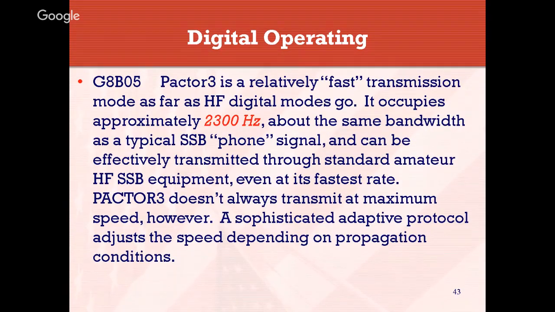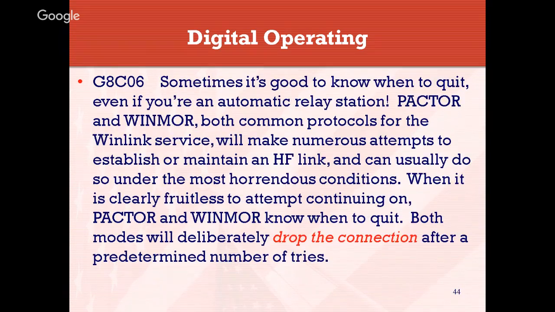The PACTOR 3 is a fast transmission mode as far as HF digital modes go. It occupies approximately 2,300 hertz of bandwidth, or 2.3 kilohertz, which is about the same bandwidth as a typical single sideband phone signal, and can be effectively transmitted through standard amateur HF single sideband equipment, even at its fastest rate. PACTOR 3 doesn't always transmit at maximum speed. A sophisticated adaptive protocol adjusts the speed depending on propagation conditions at the time.